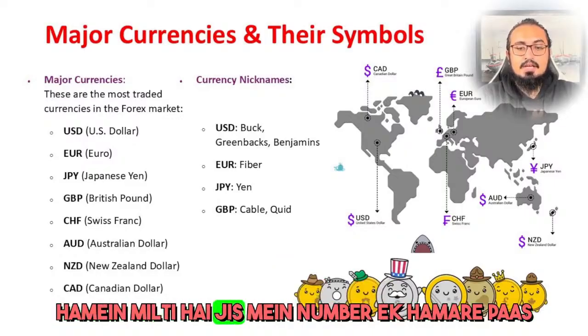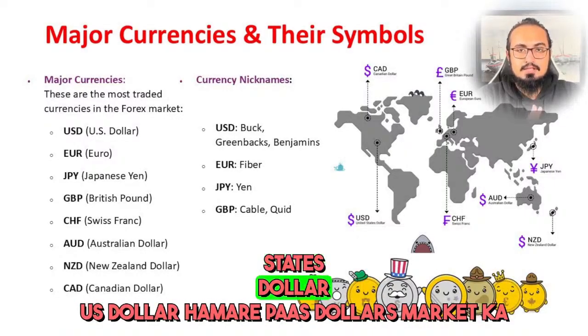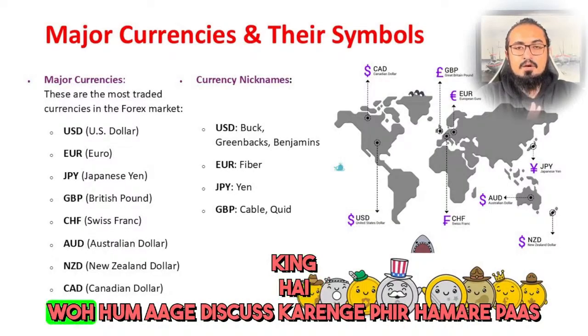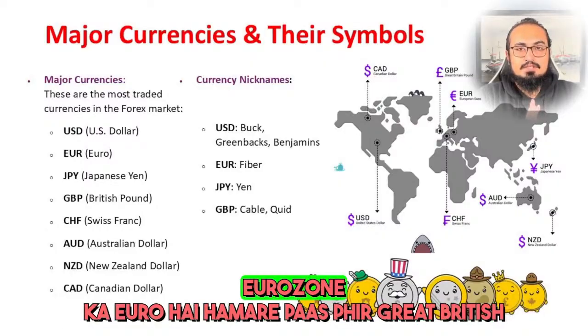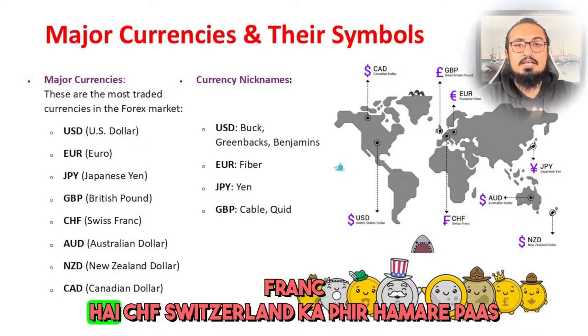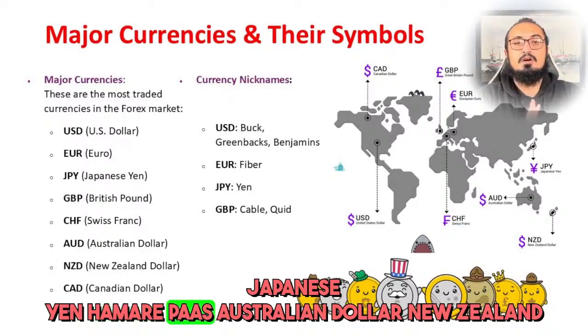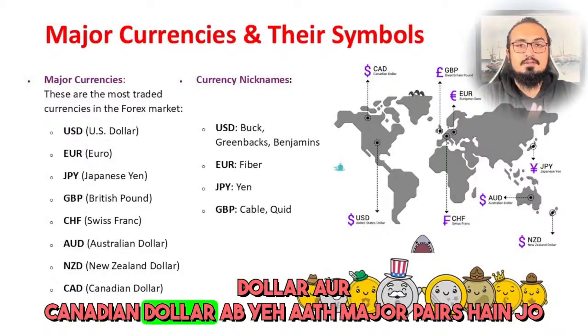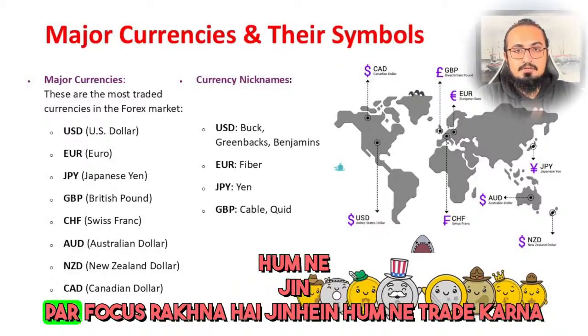Number 1, we have the United States dollar, the US dollar. The dollar is the king of this market. We will discuss that further. Then we have the euro from the Eurozone. Then we have the Great British Pound of the UK, England. Then we have the Swiss franc, CHF of Switzerland. Then we have the Japanese yen, the Australian dollar, the New Zealand dollar, and the Canadian dollar. Now, these are the 8 major currencies we need to focus on to trade.